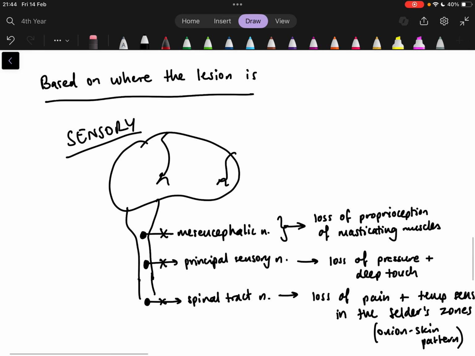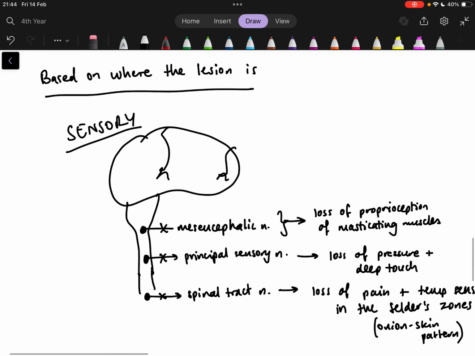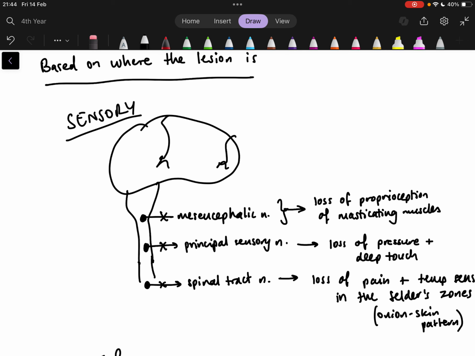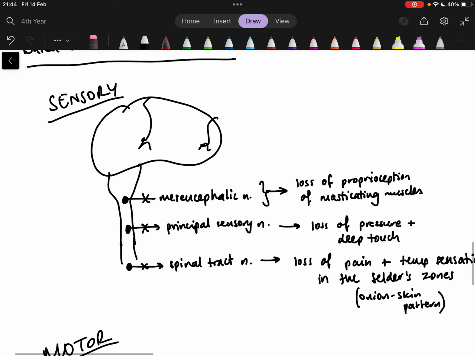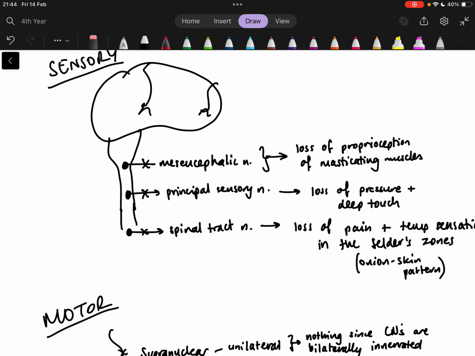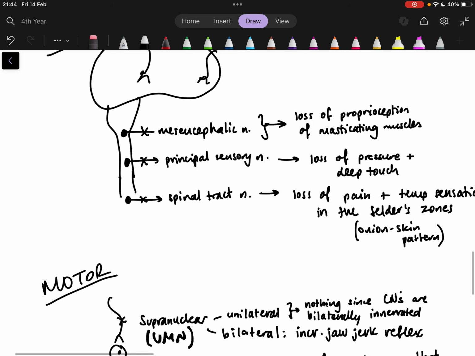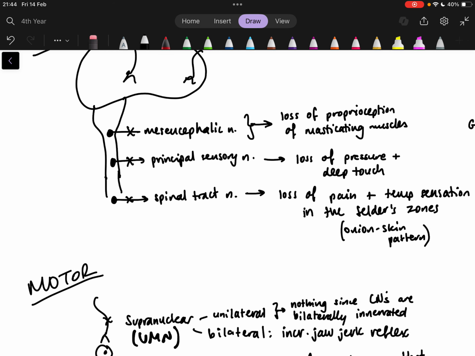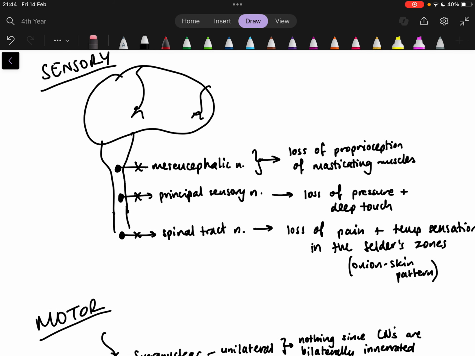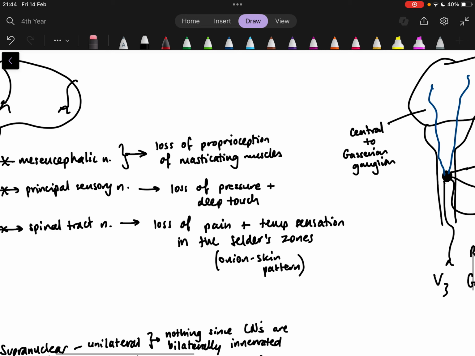And then we can also classify the syndromes of the trigeminal nerve based on where the lesion actually is. So sensory wise, we should always link it back to the anatomy, all right? If there's a lesion in the mesencephalic nucleus, if you remember, the mesencephalic nucleus was responsible for proprioception of the chewing muscles. So obviously, if you have a lesion there, you're going to have loss of that aspect, right? If you have a lesion in the chief sensory nucleus or the principal sensory nucleus, you're going to get loss of pressure and touch, basically, okay? And if you have a lesion in the spinal tract nucleus, you're going to get loss of the pain and the temperature sensation in the onion skin organization that I was talking about, the Sölder zones.